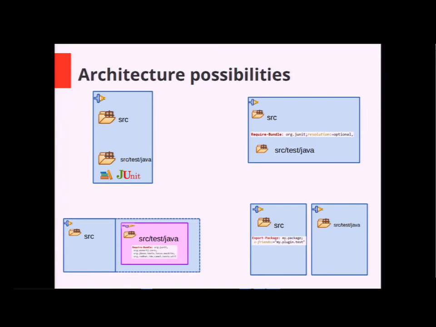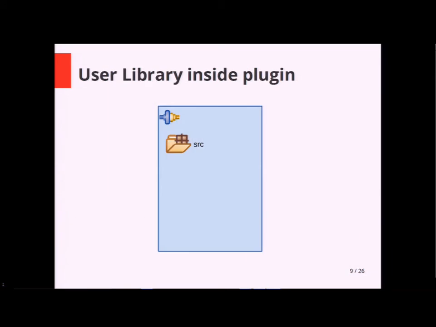So there are 4 main possibilities. 2 of them are using the test inside the same plugins, and 2 others are using different bundles for the test. But let's go into details for each of them. So for the first case, you start with your nice, classical plugin, and what you will use is a JUnit library.